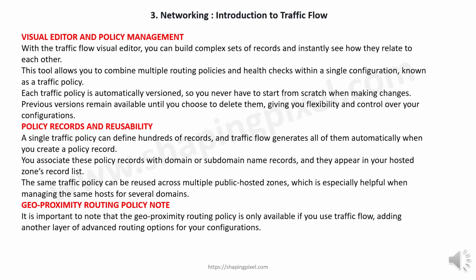A single traffic policy can define hundreds of records, and Traffic Flow generates all of them automatically when you create a policy record. You associate these policy records with domain or subdomain name records, and they appear in your hosted zone's record list. The same traffic policy can be reused across multiple public hosted zones, which is especially helpful when managing the same hosts for several domains. It is important to note that the geoproximity routing policy is only available if you use traffic flow, adding another layer of advanced routing options for your configurations.